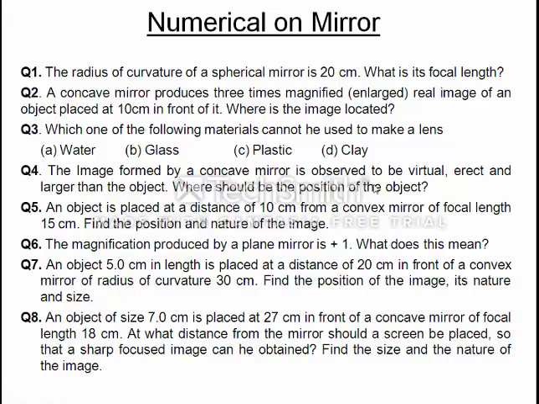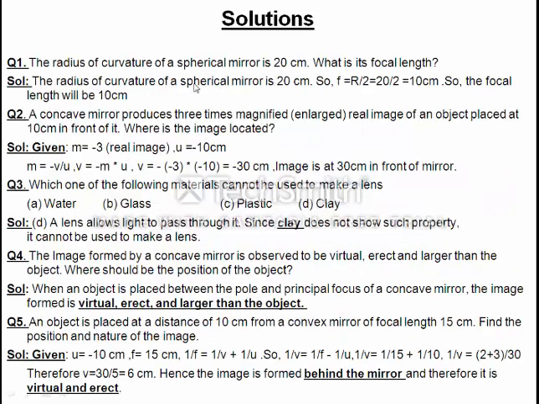As we know, focal length is half of the radius of curvature, and it is given that the radius of curvature of a spherical mirror is 20 cm. So since R is equal to 2f, f is equal to R by 2, that is 20 by 2, which is equal to 10 cm. Means the focal length will be how much? 10 cm.